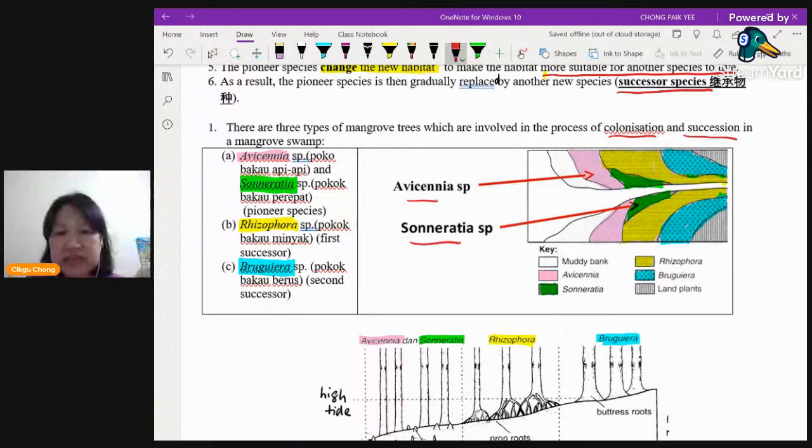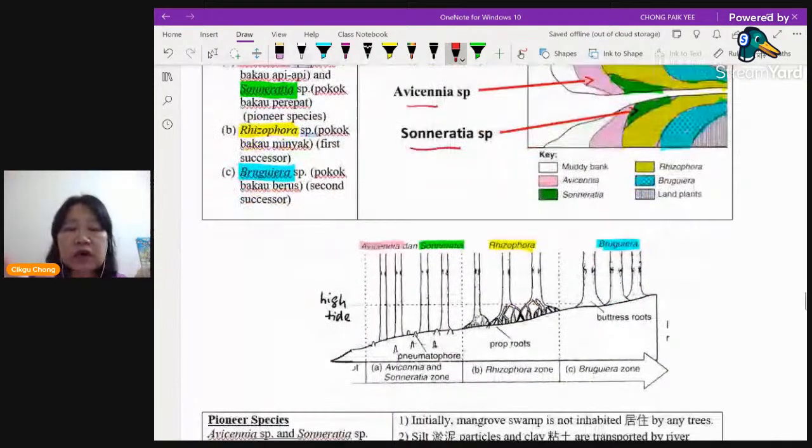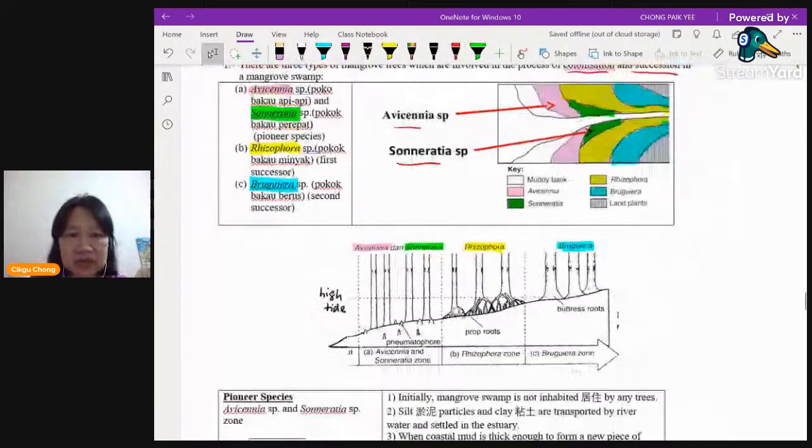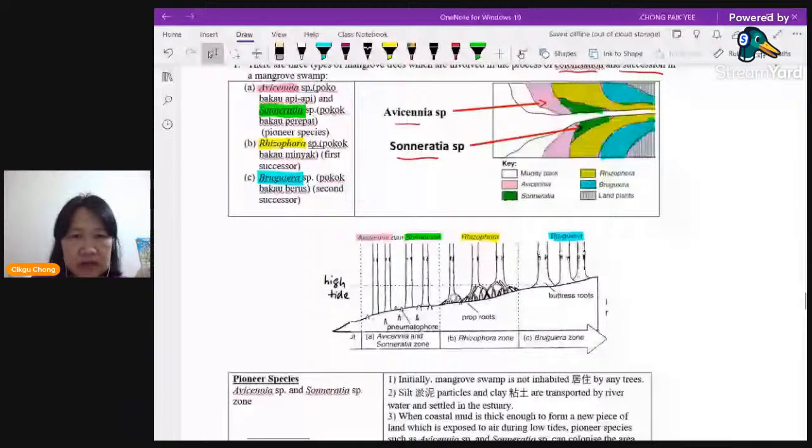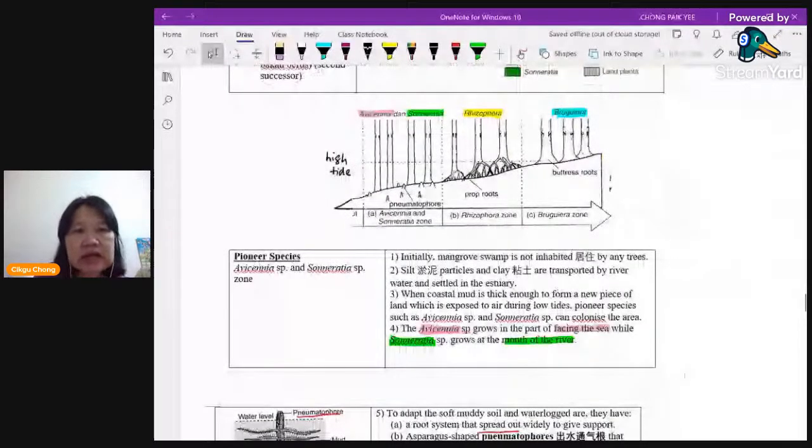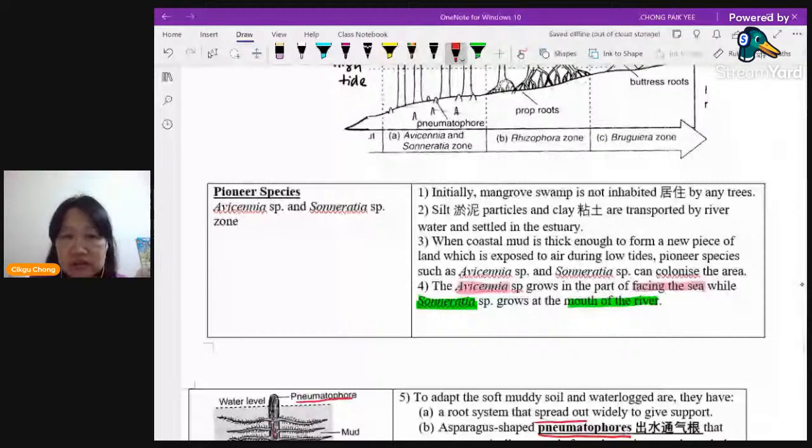Avicennia and Sonneratia. Okay, so these are what we call the pioneer species. Let me show you this after I show back the picture. So for pioneer species, you need to remember the names, Avicennia and Sonneratia.